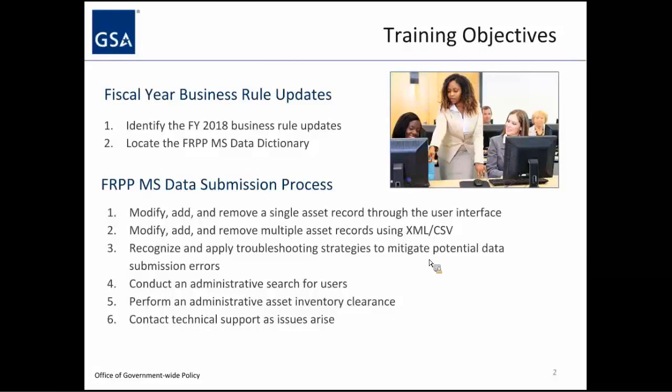Okay, so by the end of this training, hopefully you'll be able to identify those business rule updates, locate the data dictionary, modify, add, and remove a singular asset through XML and CSV. Just to highlight that CSV is a new functionality this year, and we will go over that in the demo. Recognize and apply troubleshooting strategies, conduct an administrative search for users, perform an administrative asset inventory clearance, and then at the end we'll go over specifically how to contact technical support if you do run into any issues.